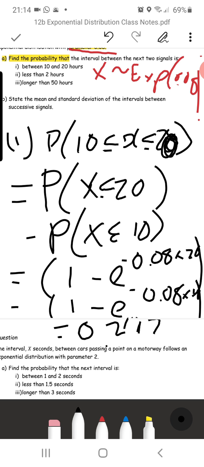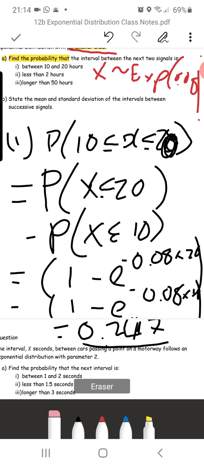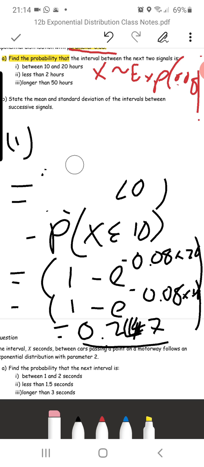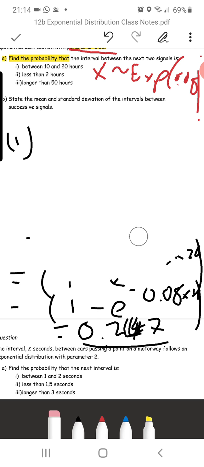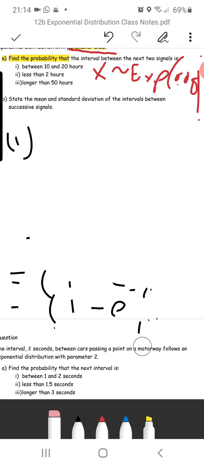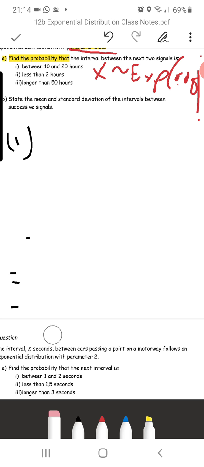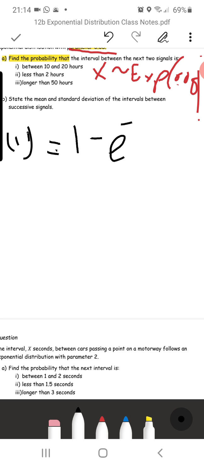Now I think the in-betweens are actually tougher to calculate than the simple less than or equal to's, or even the more than or equal to's. So if we look at part 2, hopefully with some neater handwriting this time, Philip. It states less than 2. So 1 minus e to the minus lambda x, which is just simply 2.